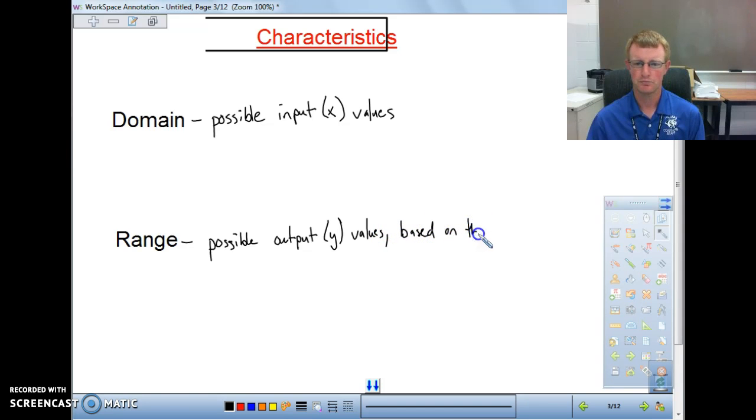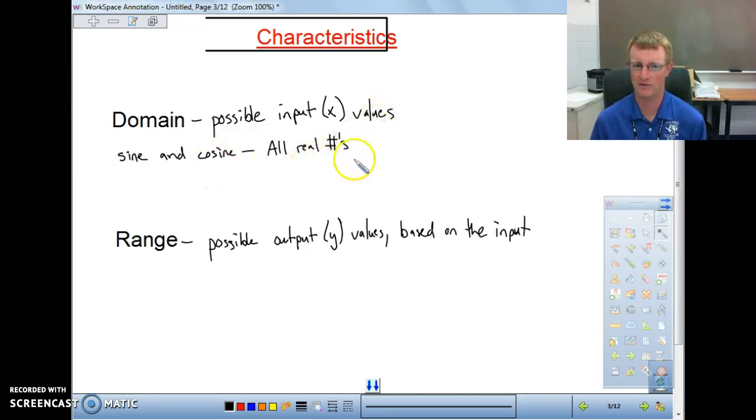So the idea is that we're going to get a defined domain based on what can be plugged in or input into our function. If there is no restriction to our input values, then our domain is just all real numbers. So when dealing with sine and cosine, our domain is all real numbers. The reason is that there is no restriction to what we can plug in for our sine or cosine. There's nothing that makes it undefined, essentially.